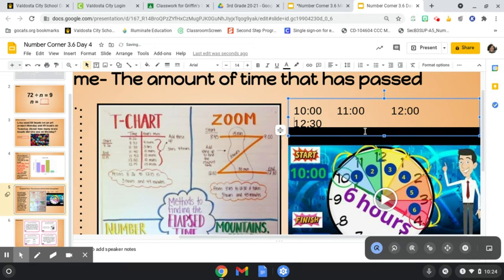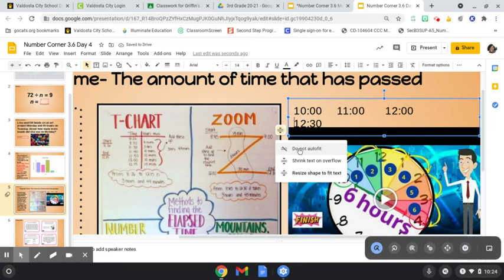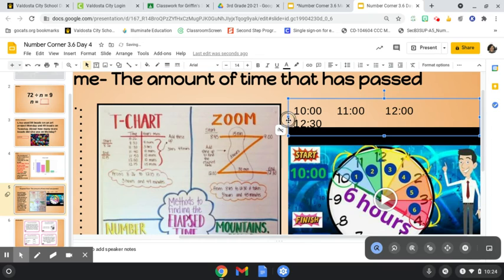Trying to move that over. See if it'll go. It doesn't want to move. Let's see. Do not auto fit. Let's see now if it'll move. No, it's still not moving. There we go.